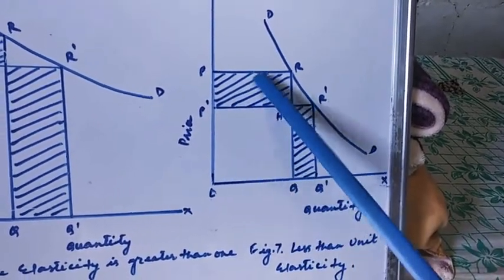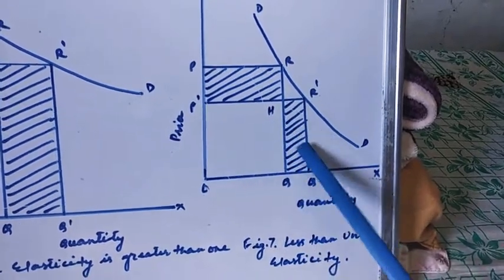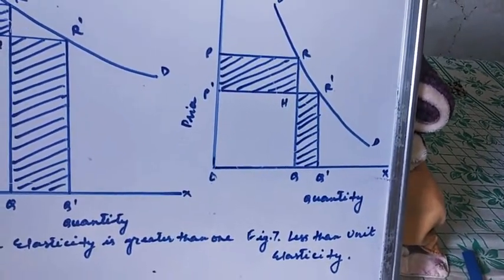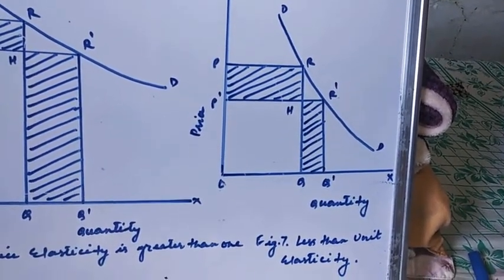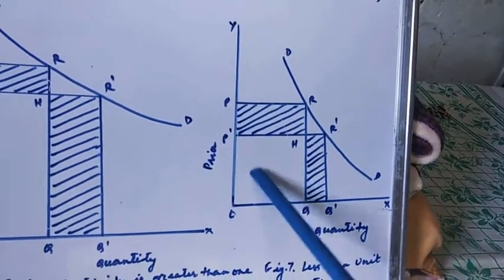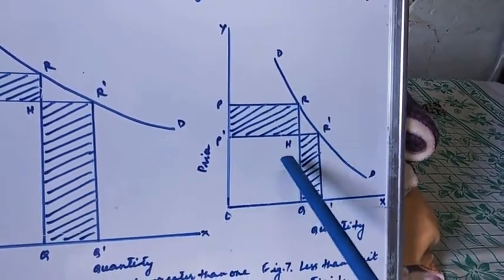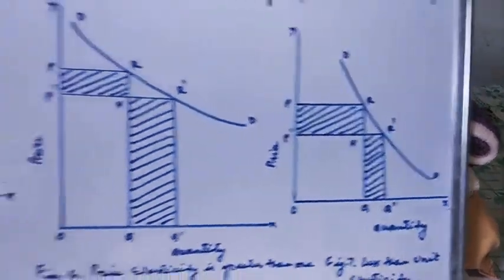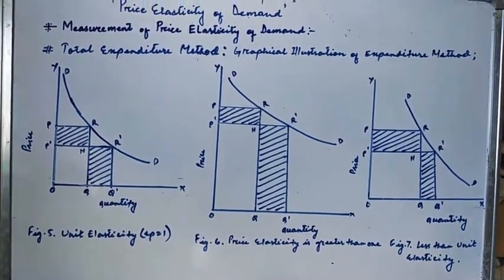Before the fall in price, quantity demanded is bigger than after the fall of the price. So this is the case of less than unit elasticity, where price elasticity is less than 1, because quantity demanded before the fall of price is greater than the quantity demanded after the fall of price. So that is the graphical representation or illustration of the expenditure method.